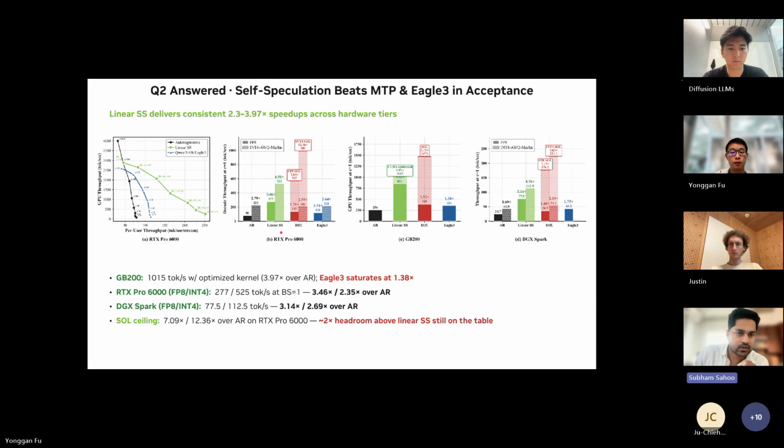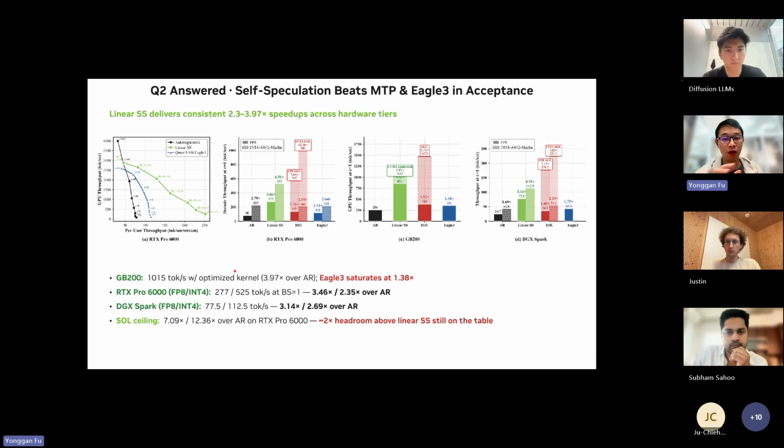Sorry, one clarifying question about the figure on the left-hand side. What is the average context length? Is it from SpeedBench? Oh, good point. SpeedBench. So the context is not so long. It's not long context, about 1,000-ish. Okay, cool. Sounds good.